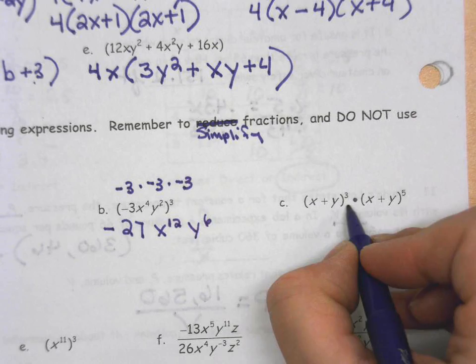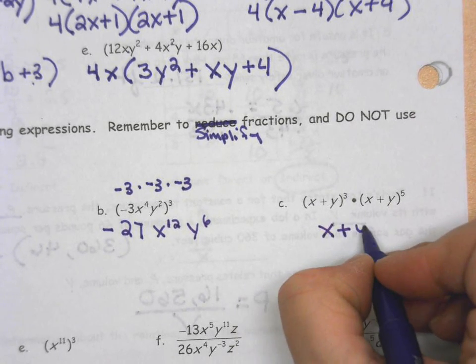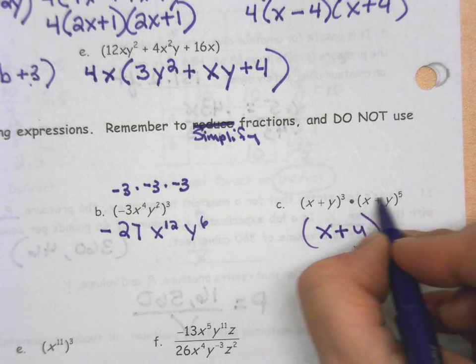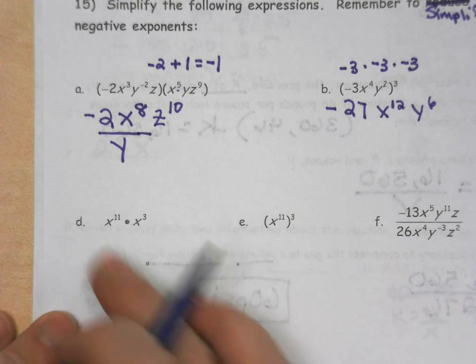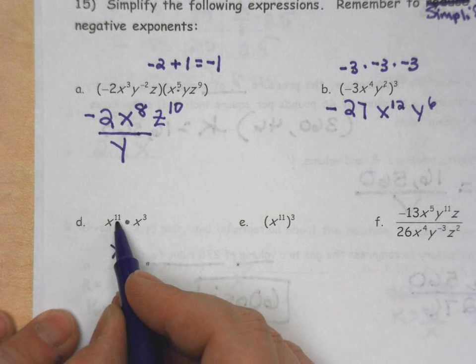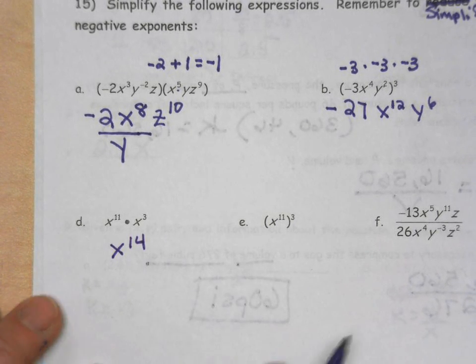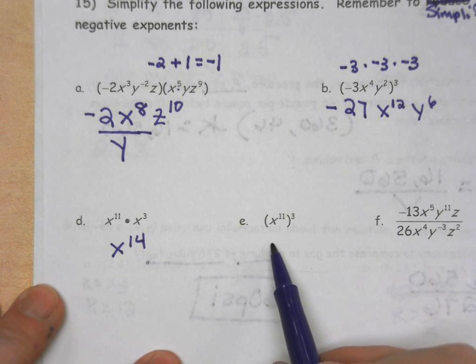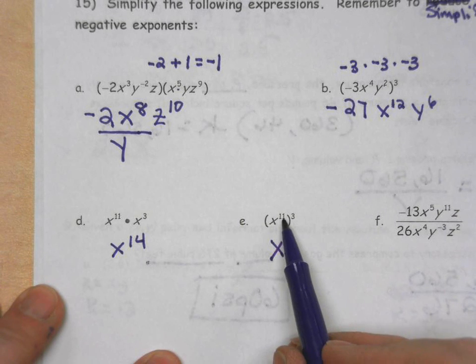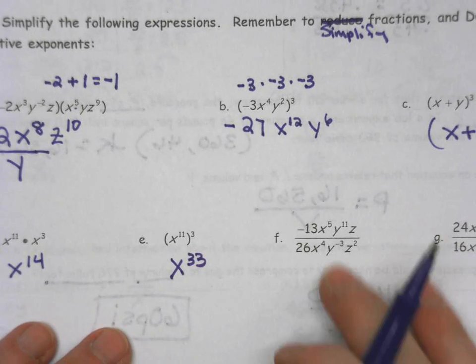The next one here, I have x plus y and x plus y, and we're multiplying. So my base is x plus y, and we add the exponents. So it's to the 8th power. Okay, d, we're multiplying, so we add the exponents. 11 plus 3 is 14. Next one here, we're raising it to a power, so we multiply the exponents. So 11 times 3 is 33.